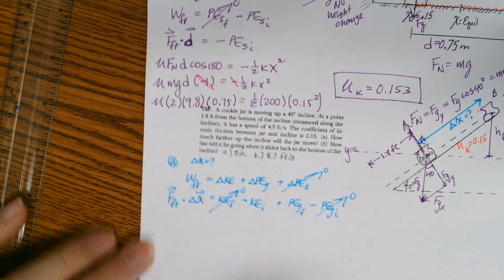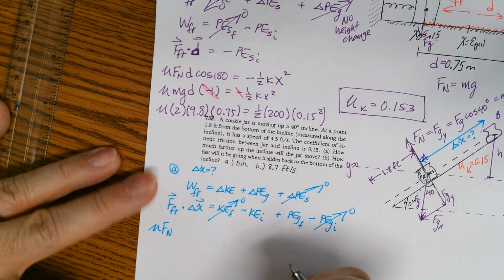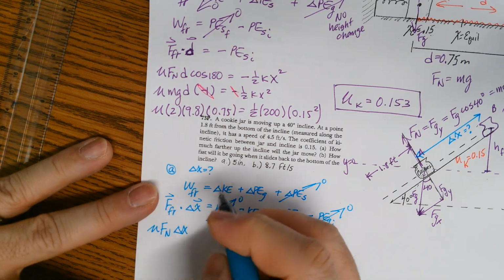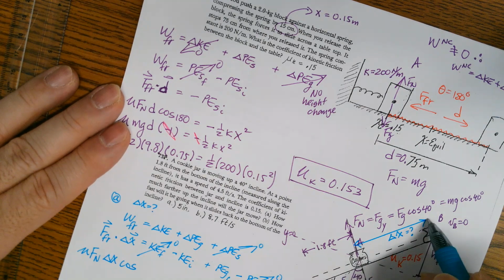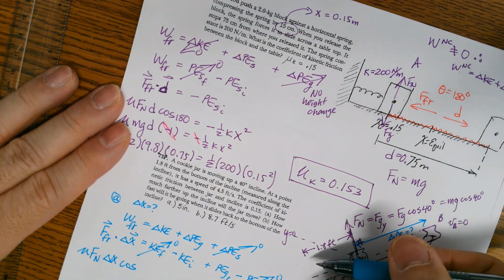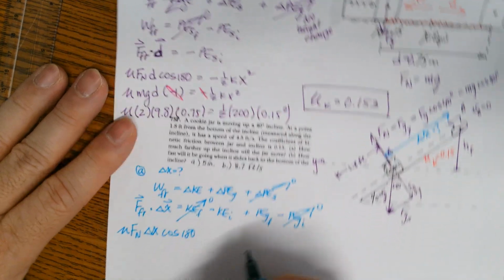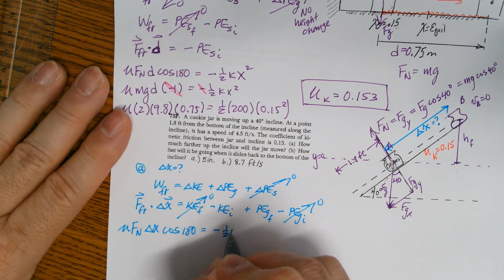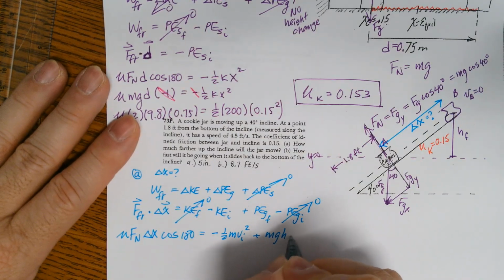So we know friction is equal to mu times F normal times delta x times cosine of, delta x is this way, friction is that way, so cosine of 180, good, is equal to negative 1/2 m v initial squared plus mgh final.